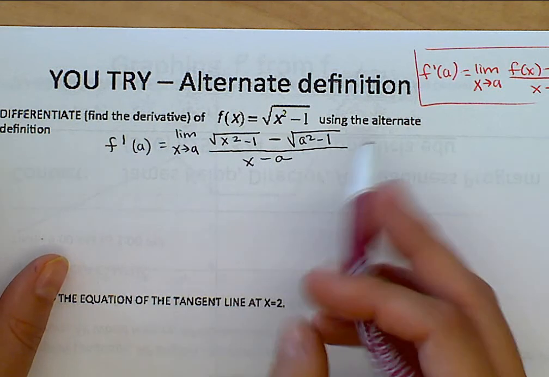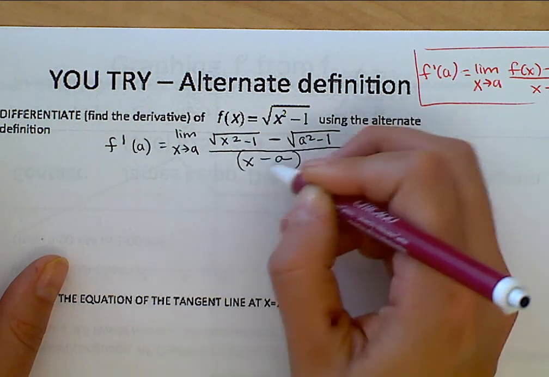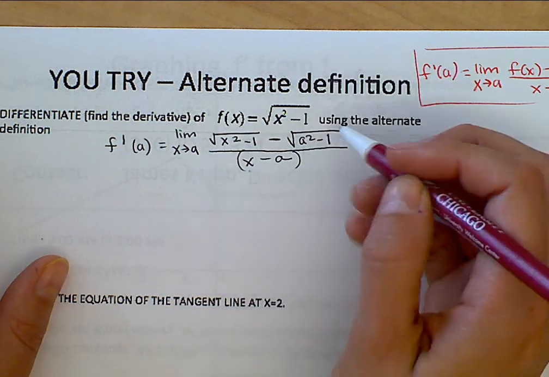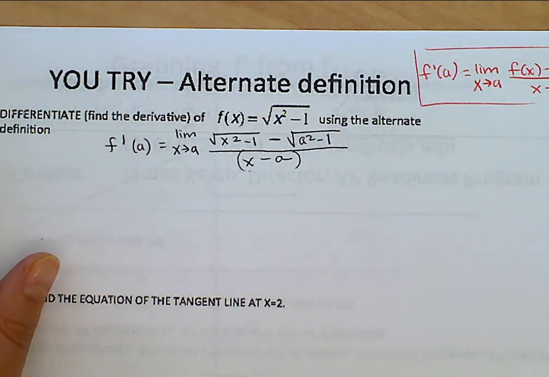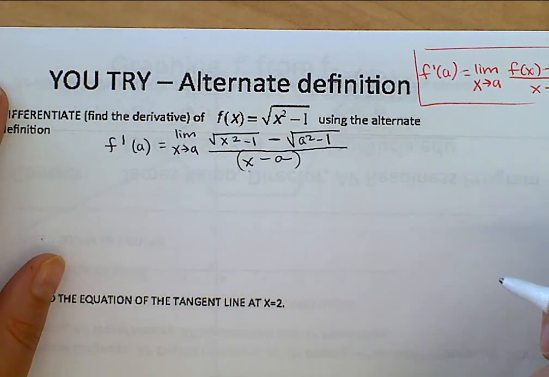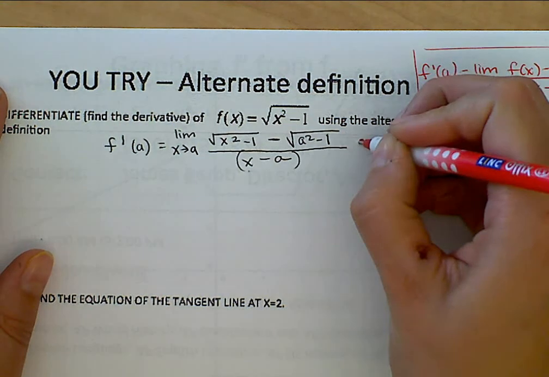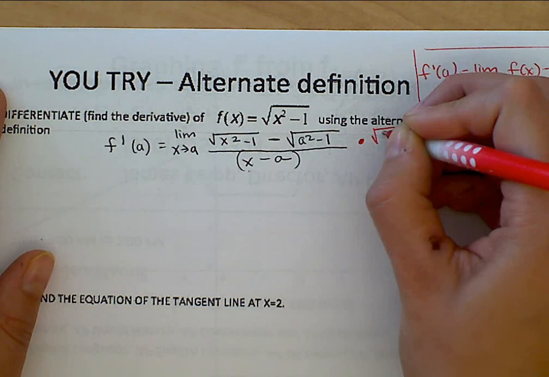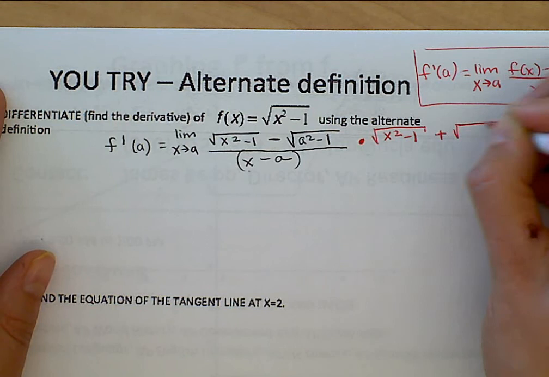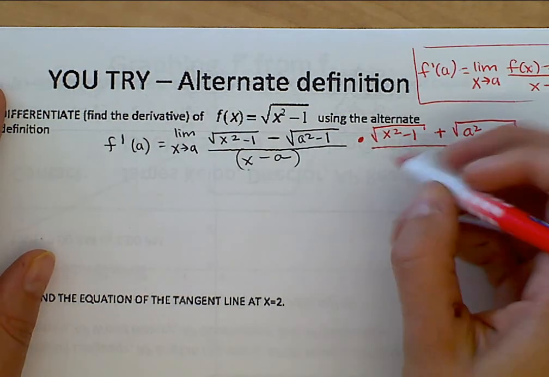So just like before, when we wanted to cancel out h, now we just want to cancel out this x minus a. Okay? And so to do that, we're going to simplify the numerator until we can cancel out x minus a. This requires multiplying by the conjugate. So we have these radical functions, we need to multiply by the conjugate. So the conjugate here will be the square root of x squared minus 1 plus the square root of a squared minus 1. We do that on the top and the bottom.